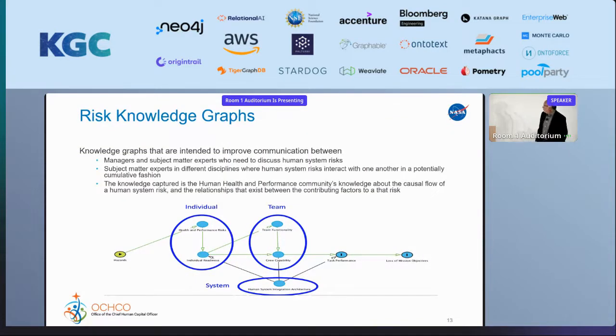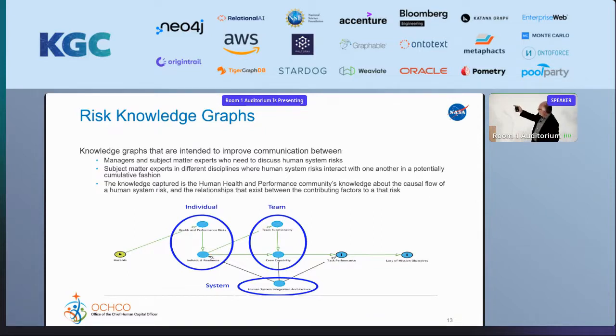So a risk knowledge graph will start off with a hazard. And there's three different areas. There's a hazard to the individual, to the team, and to the system. So that hazard could impact an individual, and that could be a health and performance risk that's there. And that health and performance risk could hurt the individual readiness of that crew member.